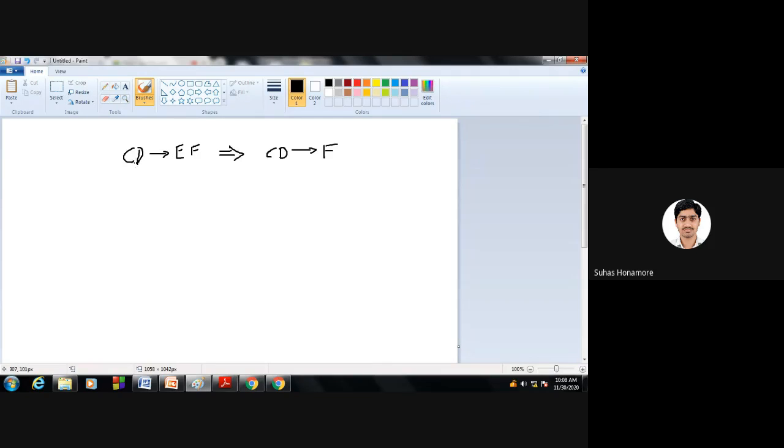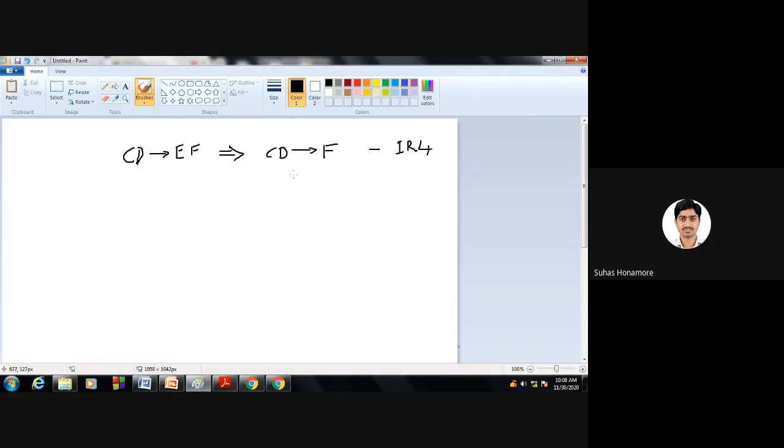So CD to E will come, and CD to F, one more, will come. I don't require CD to E, I require CD to F. This is what I'm getting. I got this one from IR4, the inference rule 4, the decomposition rule.